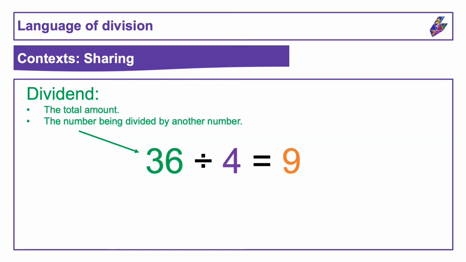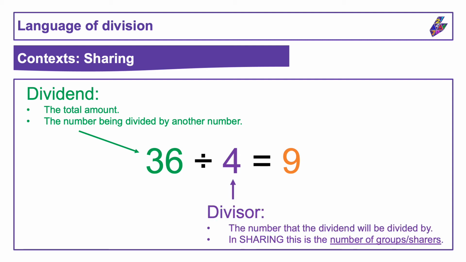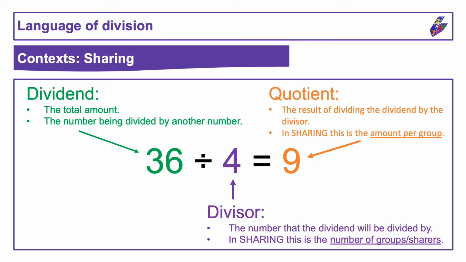The dividend hasn't changed. This is still 36, which is the total number of basketballs, and the number that is being divided by another number. The divisor is still the number that the dividend is being divided by, but now represents the number of groups or sharers, in this case the 4 teams. The quotient is the result of dividing 36 by 4, which is 9. This represents the amount per group. The teams get 9 basketballs per team.